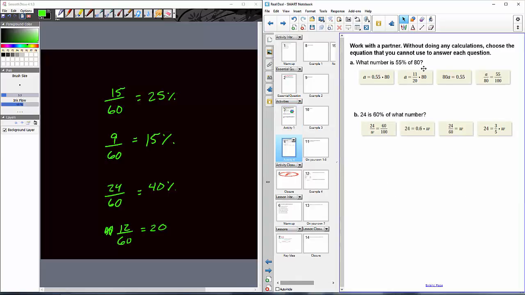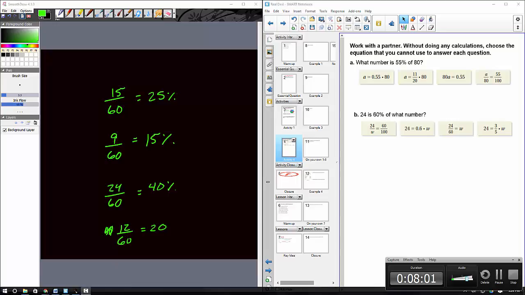This next one says, what number is 55% of 80? I could do this a couple of ways. I could do 55 over 100 equals A over 80. This way totally works. And when I do that, what do I actually get as a number here? It looks as though this is the exact same as this, which is the same as this. What is 11 divided by 20? That might be 55.